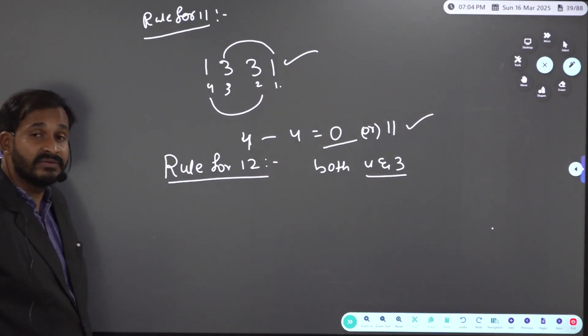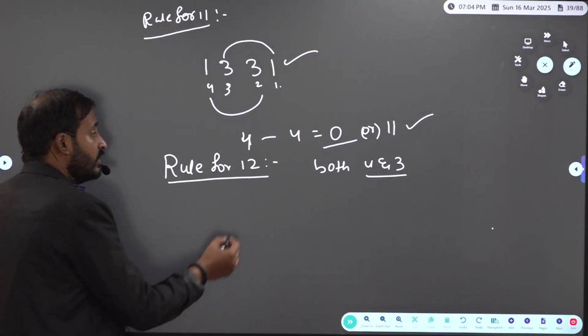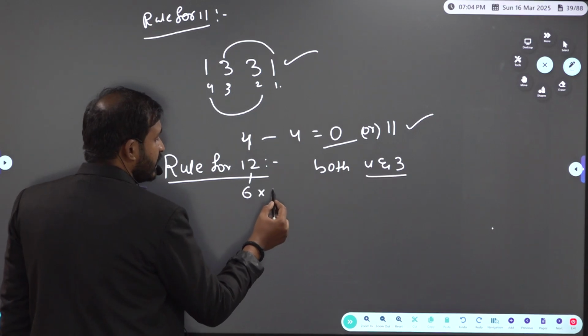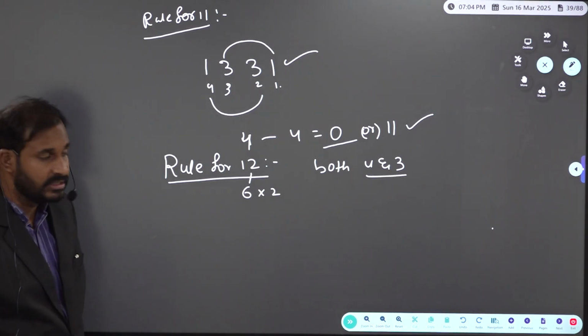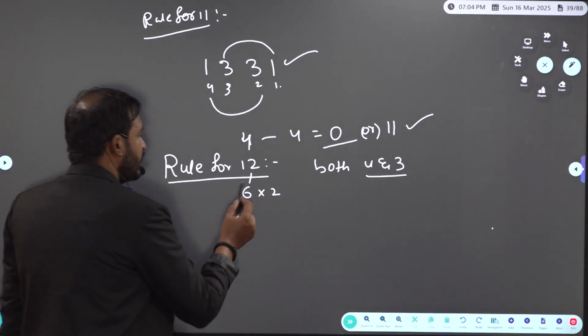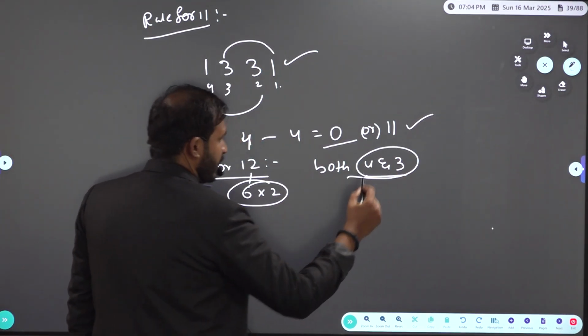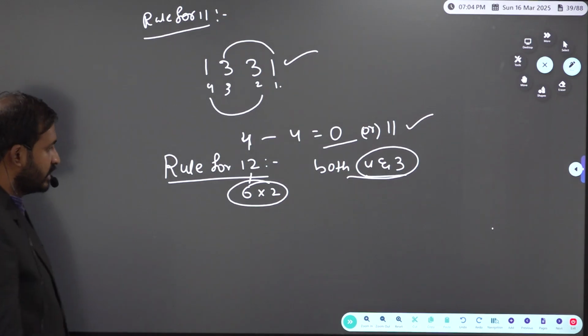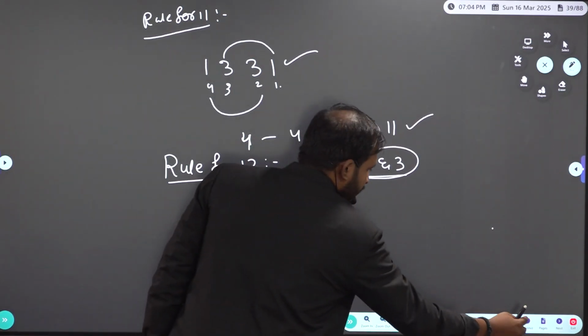Sir, why are we taking 4 and 3? Why not 6 and 2? You see, 12 I can get by multiplying 6 with 2, right, sir? Why are you taking 4 and 3? See here, usually how we take the pairs means we will take the co-primes. Just let us go one step backward.